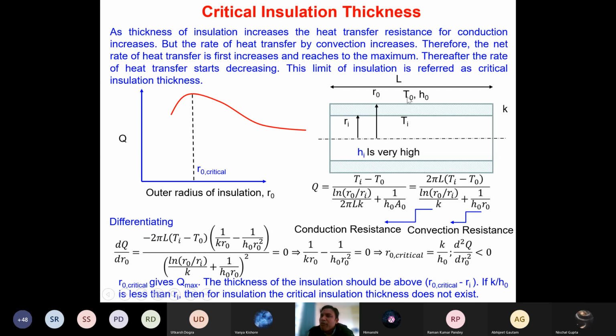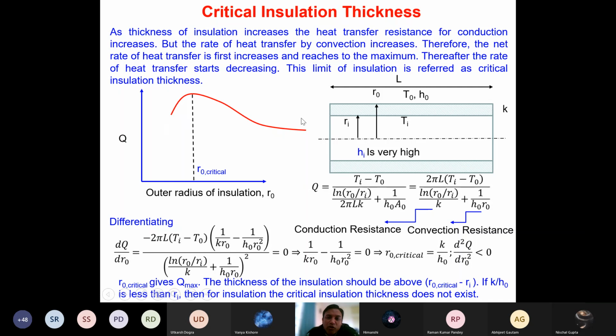So whenever we want to apply insulation over such a pipe or equipment, we have to first find out the critical insulation thickness. Your insulation thickness should always be above this critical insulation thickness. Otherwise, you end up with more heat loss instead of saving heat. Do you all agree? Yes or no? Yes, sir. So can you please explain why the heat flow increases with insulation?